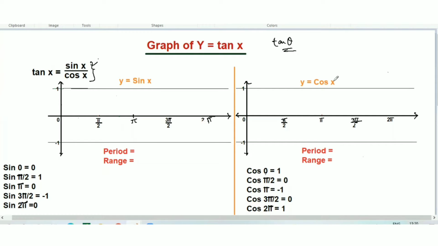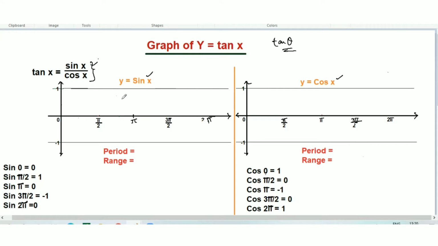I have already uploaded videos on this topic, the graph of sine x and the graph of cos x. If you want you can go to that video. You can click here, the top right corner of your screen. There is an I button. If you click that, you can go to these videos.